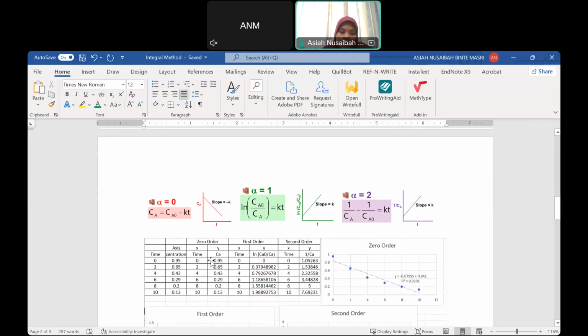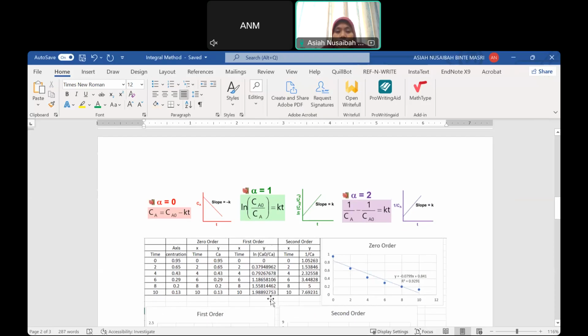Actually exactly the same information given from the table. First order: x-axis is time, y-axis is ln CA naught over CA. In our case here, CA naught is 0.95, which is the concentration of A at time 0. Then you can find ln CA naught over CA. Second order: x-axis is time, y-axis is 1 over CA. We can use this CA as the value.